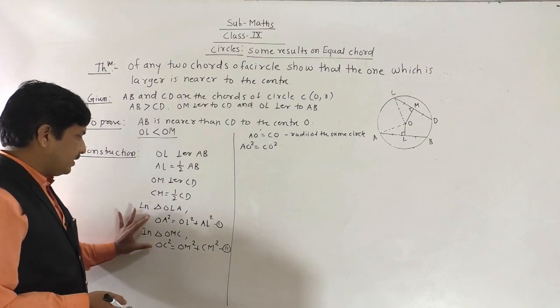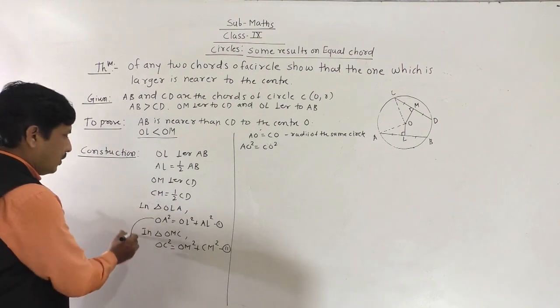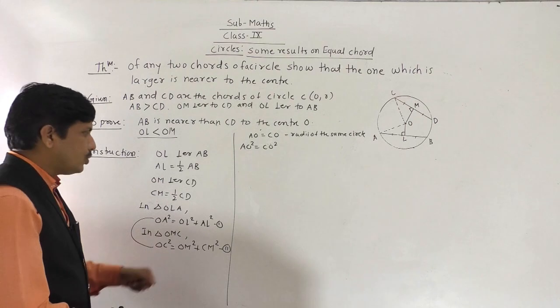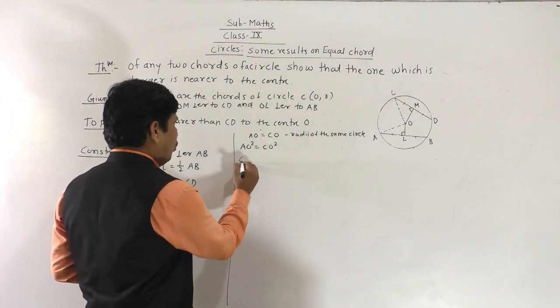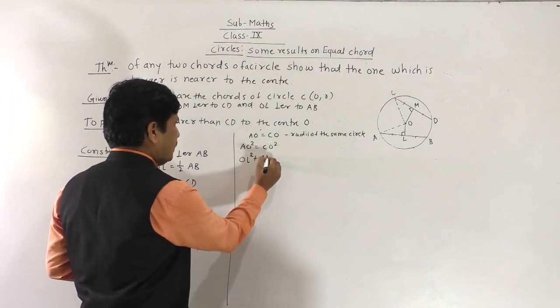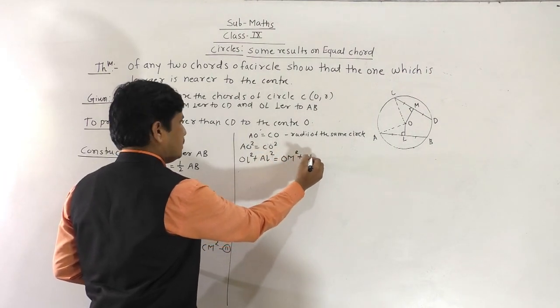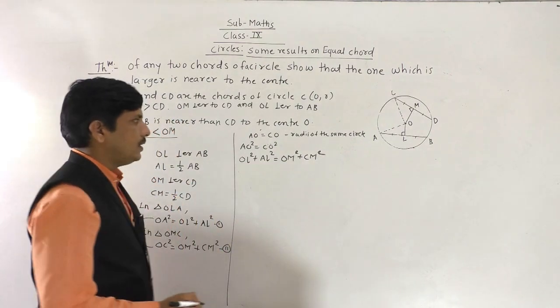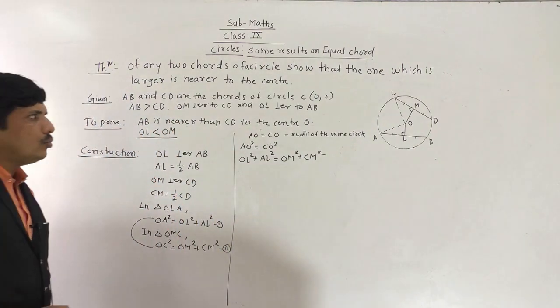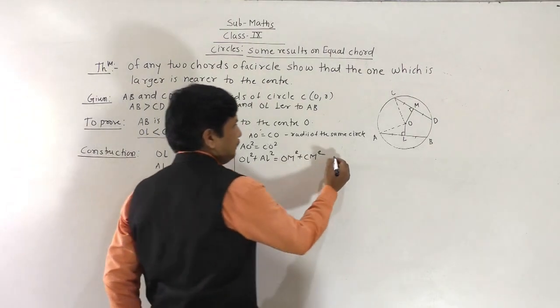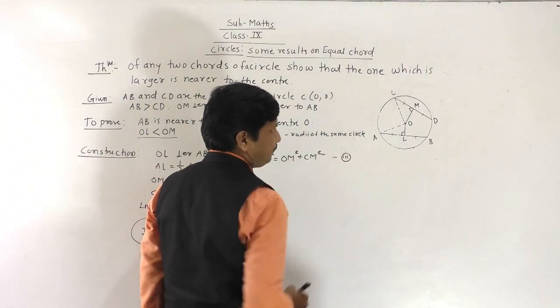So if the LHS are equal, OA square and OC square are equal, then we can say the RHS are also equal. So from 1 and 2 we can say OL square plus AL square is equal to OM square plus CM square. So this is the third one. This we are going to use afterwards.